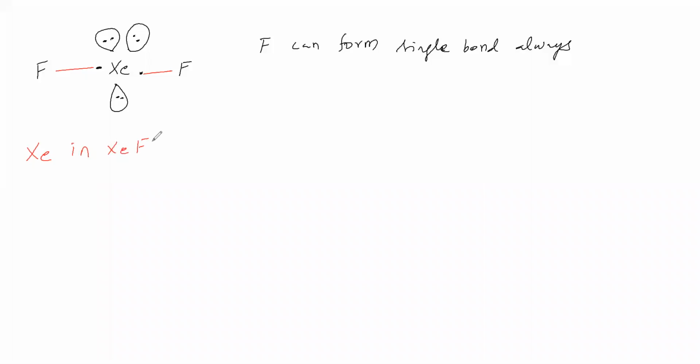Xenon in XeF2 has 3 lone pairs and 2 sigma bond pairs. Therefore, totally 5 electron pairs, which means 10 electrons. This is an electron-rich molecule as per the octet rule. After the discovery of noble gas compounds, the octet rule lost its value.